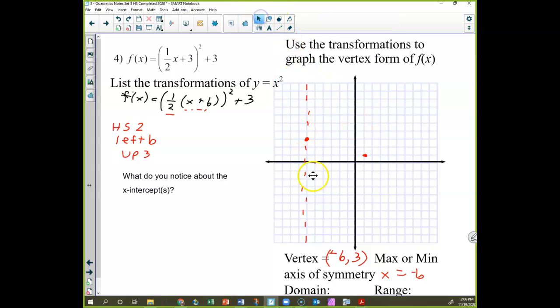So that's the point I'm going to work with. And I'm going to start, and I'm going to horizontally stretch that by 2. So whatever x was, I'm going to double it. That would be 2. And then I'm going to come left 6. So left 1, 2, 3, 4, 5, 6, and up 1, 2, 3 units. And there we are at negative 4, 4.